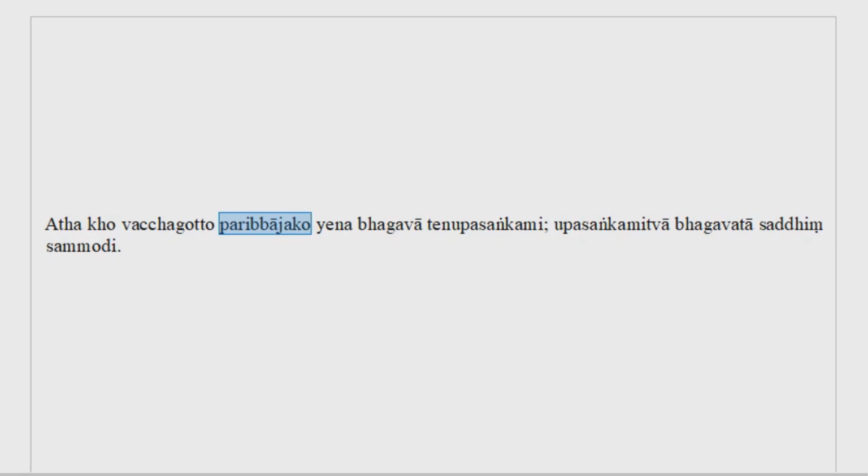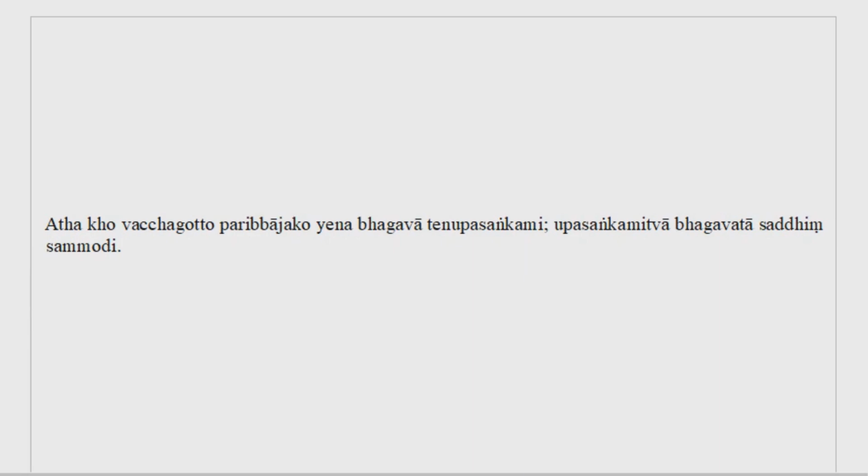Then, paribhajako, the wanderer, and this is in apposition, so this is a nominative, masculine, singular, and then we have this name, Vachagota. In English, these O's usually get turned into Us, just like Buddho, the nominative singular, turns into Buddha. So the wanderer, Vachagota. Now here, this is a little idiomatic.